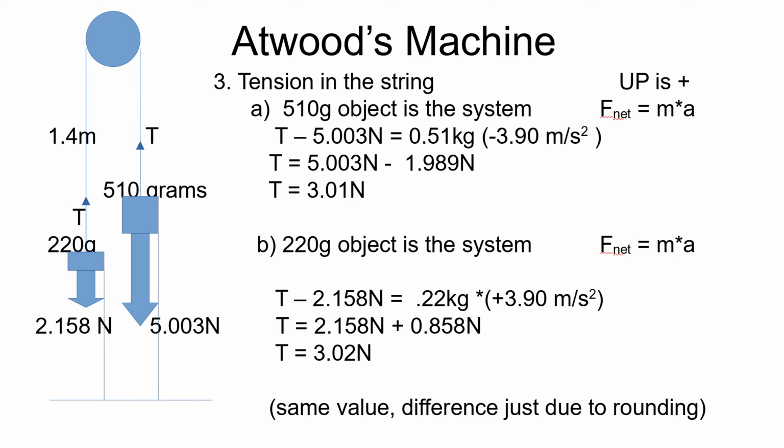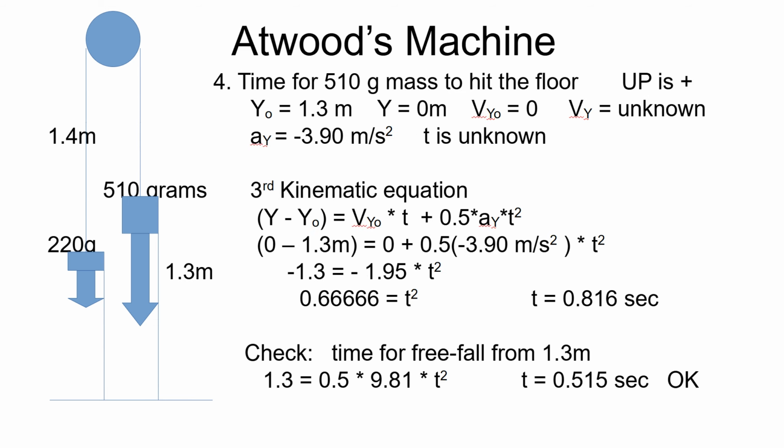We're getting the same value for the tension on both sides. There's only one tension number in this string, so it's reasonable to get the same number. What about the time for the 510 gram object to move down to the floor? Well, it's accelerating, so we're going to use a kinematic equation here.